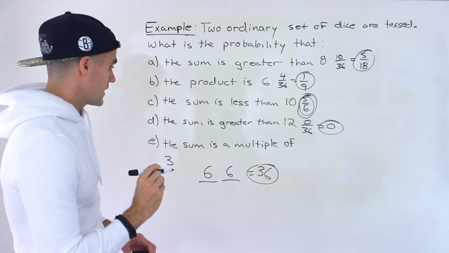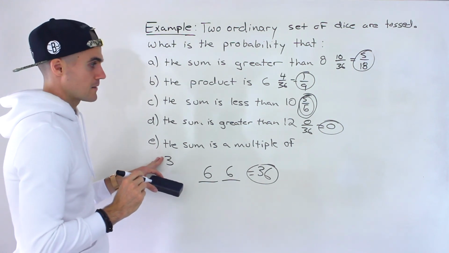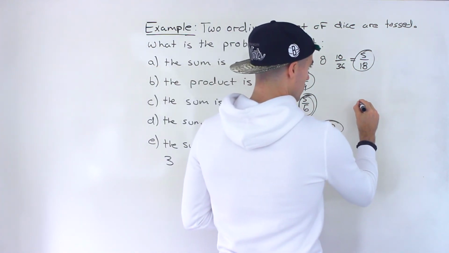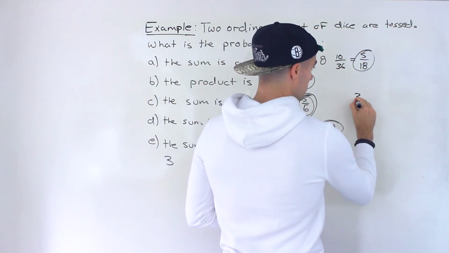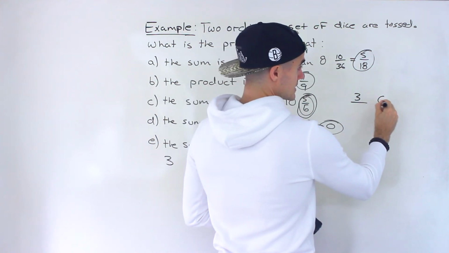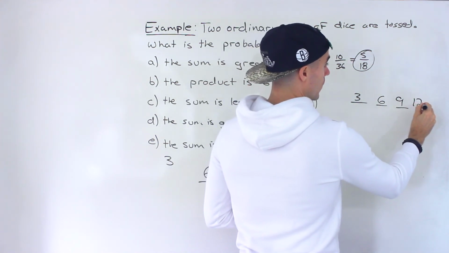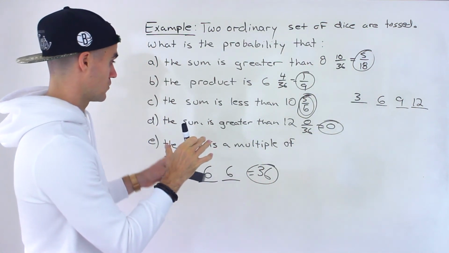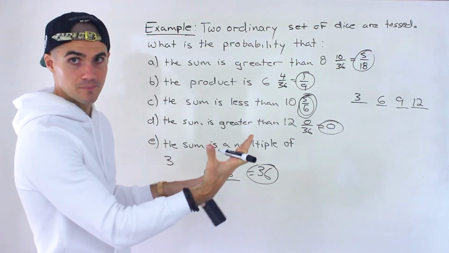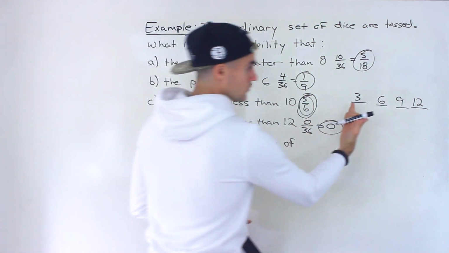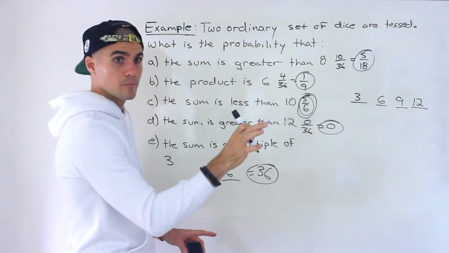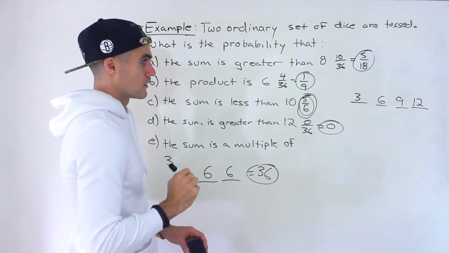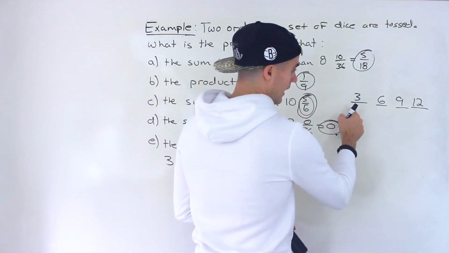And then the sum is a multiple of 3. So in this case, I feel like it's easiest to just write out the multiples of 3. So multiples of 3 are 3, 6, 9, 12. Next one would be 15, but remember the max sum is 12. So the sum is a multiple of 3. You can't get a sum of 15. So these would be the different possibilities for the sum to be a multiple of 3. So starting with a sum of 3, how many ways can this happen?